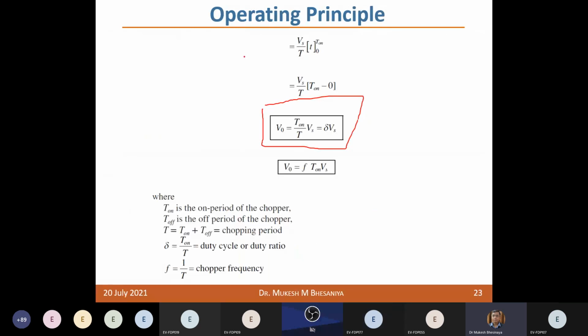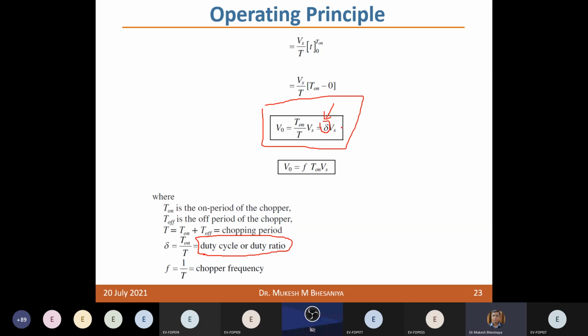And from this expression, if you do the integration and find the relation, then one parameter comes into the picture, which is known as delta or D, whatever you call it. In different books or literature they give a different notation to this, but this is known as the duty cycle or duty ratio. So delta is nothing but the duty ratio.